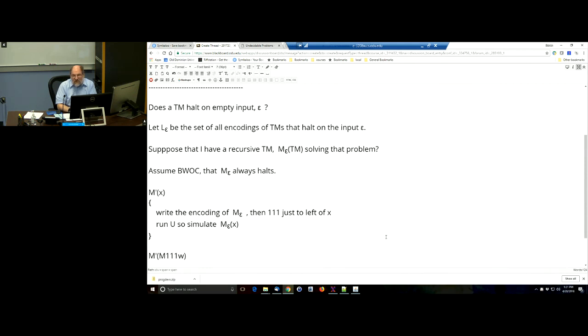What you need to do is start with the thing that you're uncertain about, in this case, the halting on empty input problem, and show that you can use it to solve something that you are certain about already, the general halting problem, or anything else that you know is not recursive.